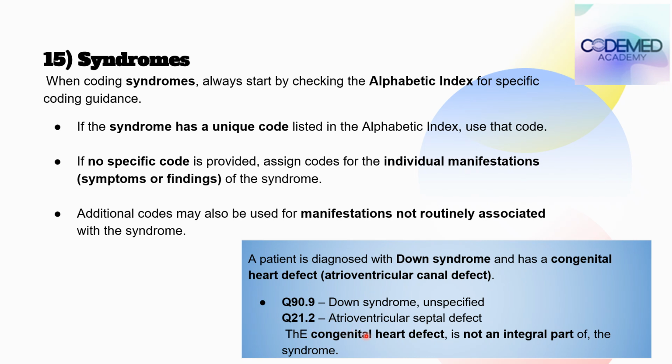Now why am I writing atrioventricular septal defect? Because the congenital heart defect is not an integral part of the syndrome. And we have this guideline that manifestations which are not routinely associated with the syndrome, we need to code them additionally. So we are coding this additionally.